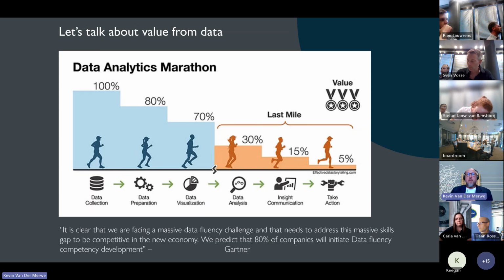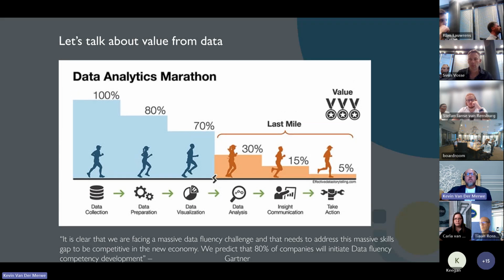Gartner had a good quote a couple of years ago, and it said it's clear that we have this massive data literacy, data fluency challenge, and that we need to address this massive skills gap to be competitive in the new economy. They predicted that 80% of companies will initiate data literacy or fluency competency developments. This quote was done just before COVID hit. So it's a few years old, it put a massive pause on things, but we think it's still highly relevant.